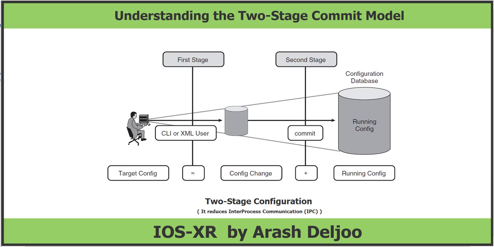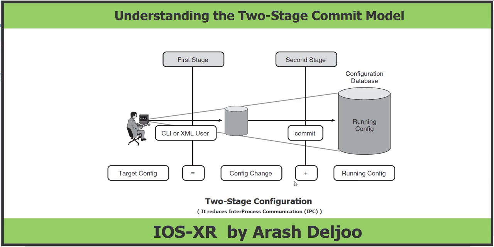This figure illustrates the two-stage configuration concept. In the first stage, the user or administrator changes the configuration, but the change doesn't have any effect on the running config of the router. After typing commit, the configuration will merge into the running configuration of the router. Actually, the target config equals the config change that the user did plus the running config. This is the merge of these two.